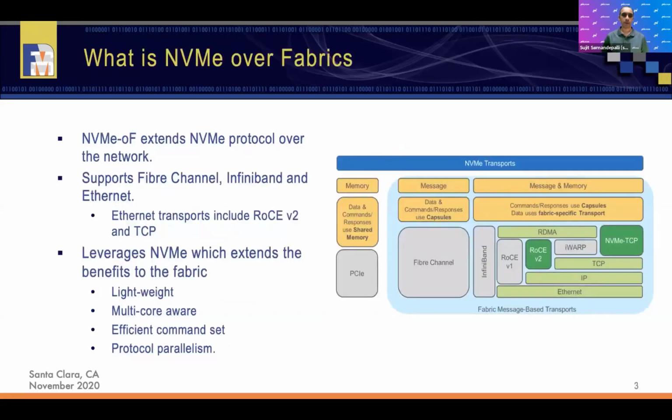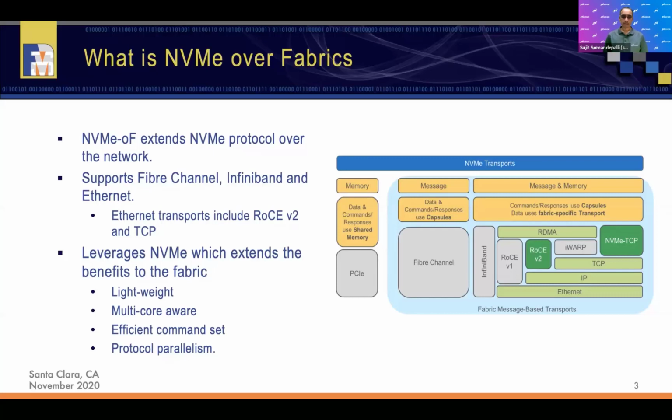What is NVMe over Fabrics? NVMe over Fabric extends the NVMe protocol to the network, increasing the reach well beyond the server chassis that confines typical SSDs today. NVMe over Fabric was first standardized in 2016, and since it's based on NVMe, it inherits all the benefits, like being a lightweight protocol with an efficient command set. It is multi-core aware and can take advantage of protocol parallelism. The figure on the right compares NVMe and NVMe over Fabric models and highlights the various transport operations that are available to the user.